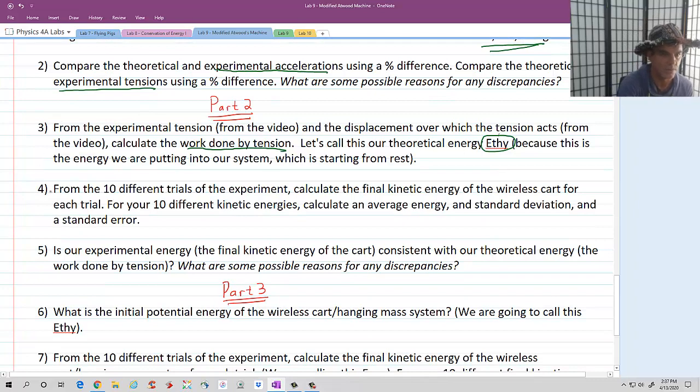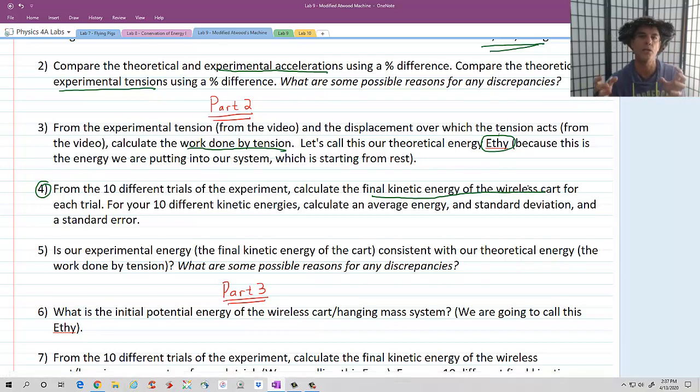So then part 4 is, now I'm giving you from the experiment 10 different final speeds for the 10 different trials. For each one, you're going to calculate the final kinetic energy of the wireless cart. Now, you're not calculating an average speed. For each speed, you're calculating a final kinetic energy. And then from your 10 different kinetic energies, you're getting an average, a standard deviation, and a standard error.